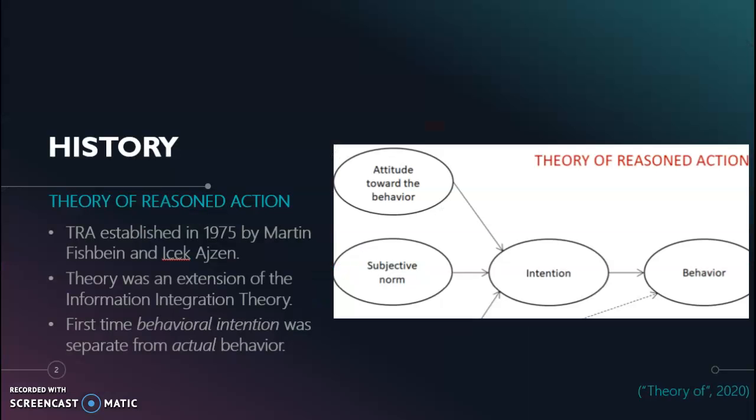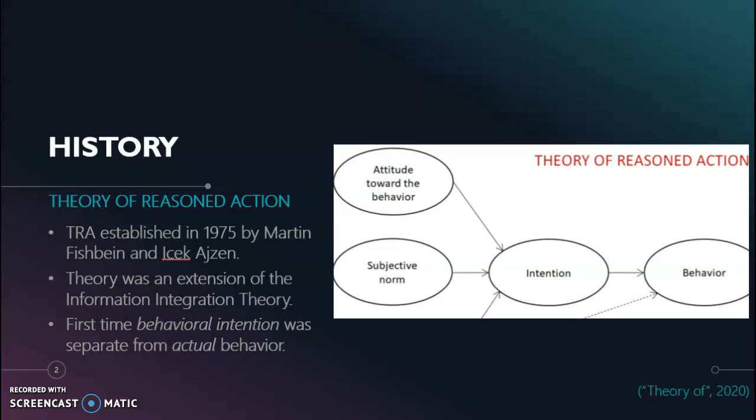To begin, we cannot discuss the theory of planned behavior without first discussing the theory of reasoned action. The theory of planned behavior is ultimately an extension of the theory of reasoned action, which was established in 1975 by Martin Fishbein and Isaac Ashton. To trace the theory back just a little further, the theory of reasoned action was really an extension of the information integration theory, which relies on algebraic models to essentially describe how a person pulls information from the various sources in their life and how that individual makes an overall judgment call of a particular behavior.